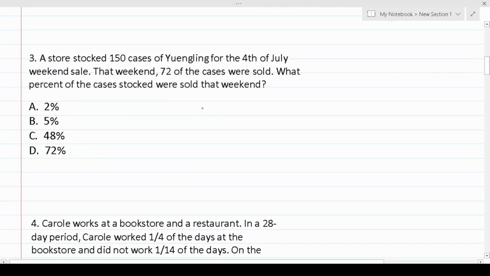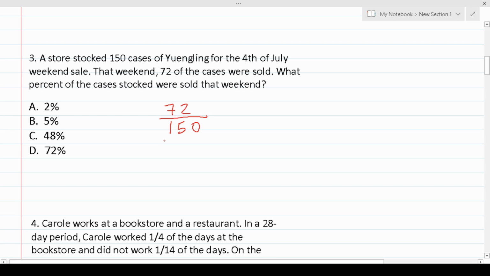All right, number 3 says a store stocked 150 cases of Yingling for the 4th of July weekend sale. That weekend, 72 cases were sold. What percent of the cases stocked were sold that weekend? So in this case, we're just going to do division to figure this out. We're going to do 72 divided by 150.